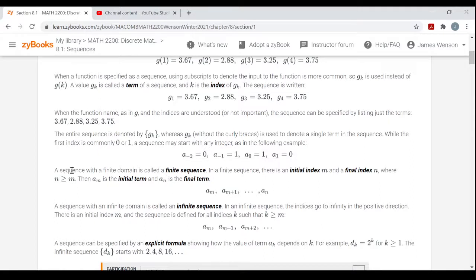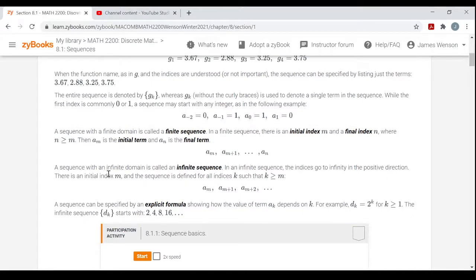Right. A sequence with a finite domain is called a finite sequence, right? So the one they gave us as an example up here is a finite sequence. There is an initial index m and a final index n, right, where n is greater than or equal to m. The a sub m is the initial term, a sub n is the final term, right? If you have an initial term of the sequence, a final term of the sequence, okay.